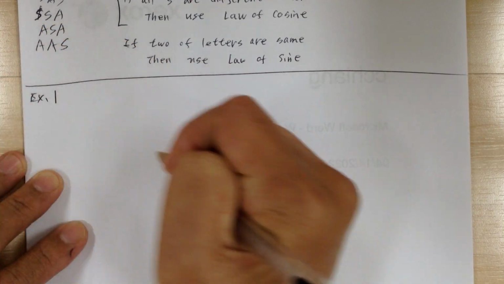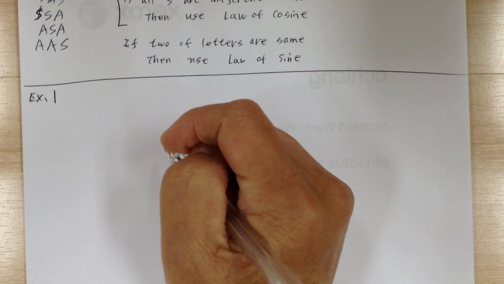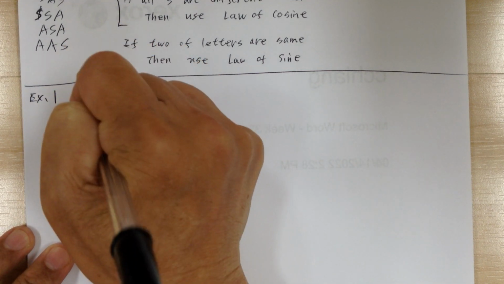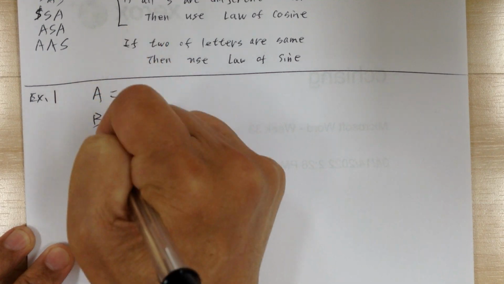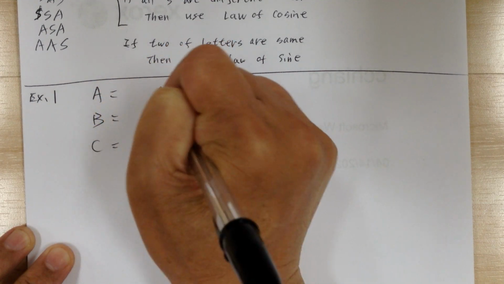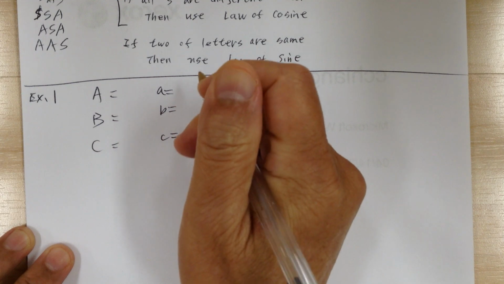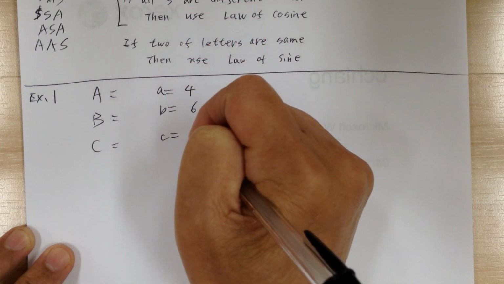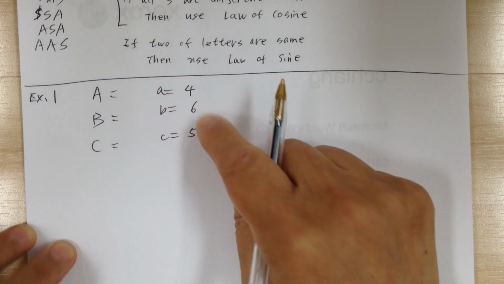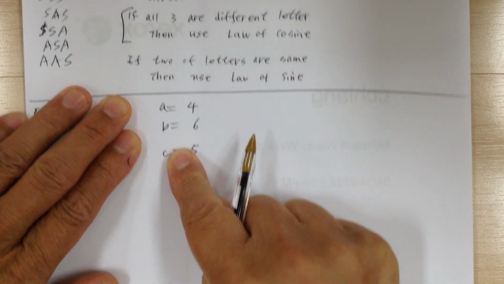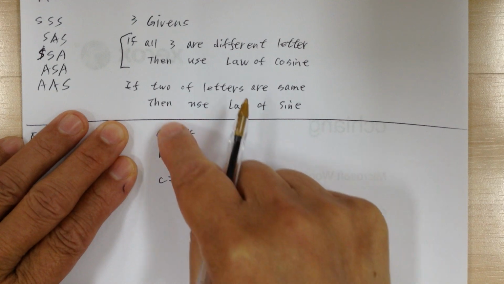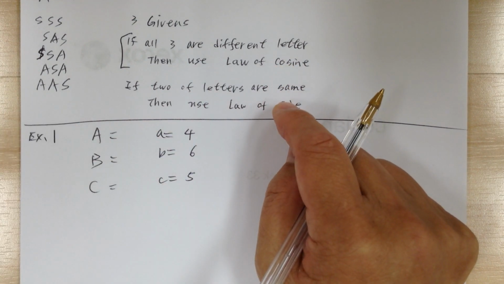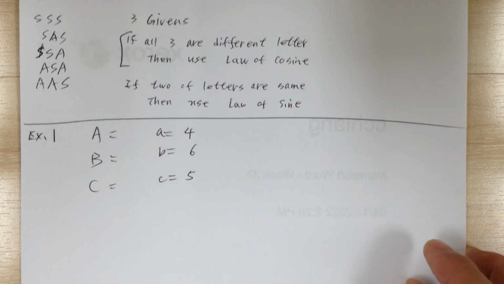For example 1, again, don't worry about what kind of case it is. What you do is write down the givens. Whenever you're solving, you write down A, B, C, and small a, small b, small c. It tells you that small a equals 4, small b equals 6, and small c equals 5. You can see that all three letters are different, right? So when all three letters are different, you want to use the law of cosine.